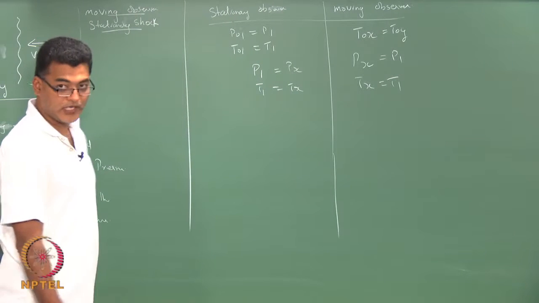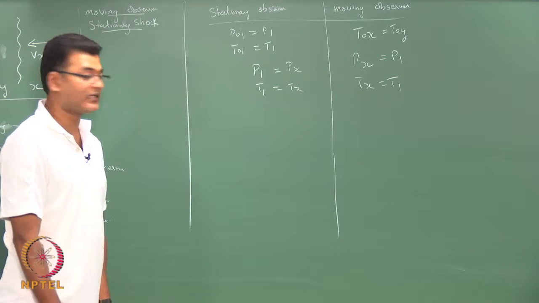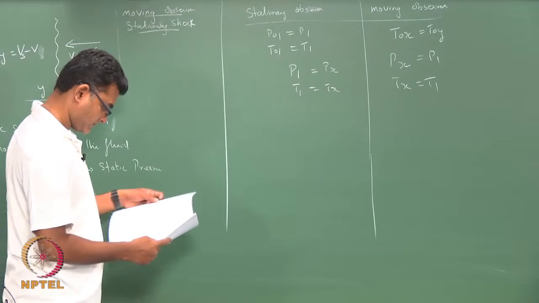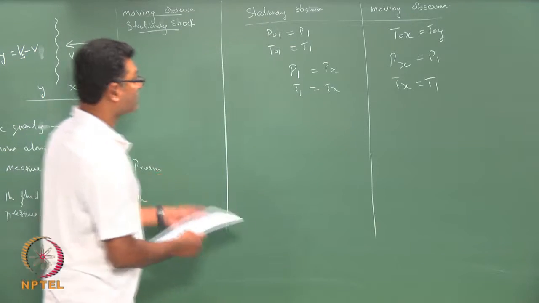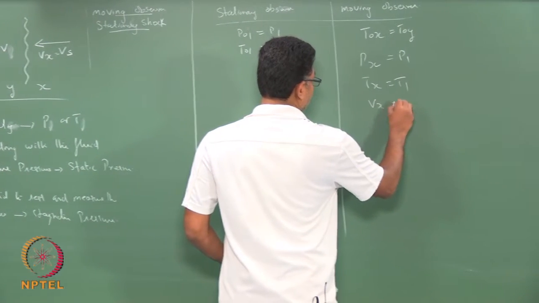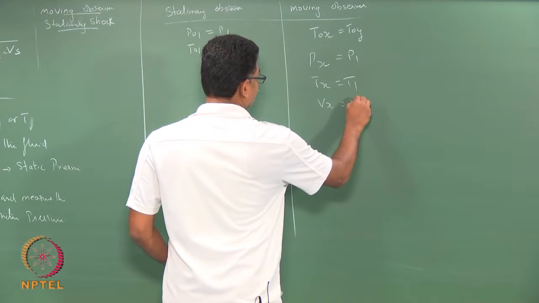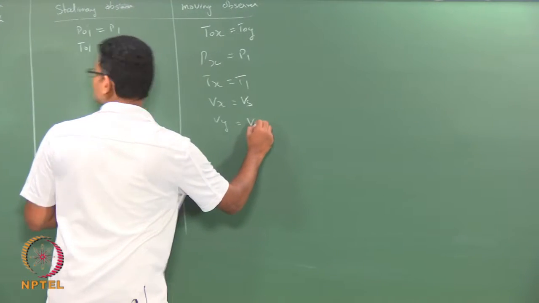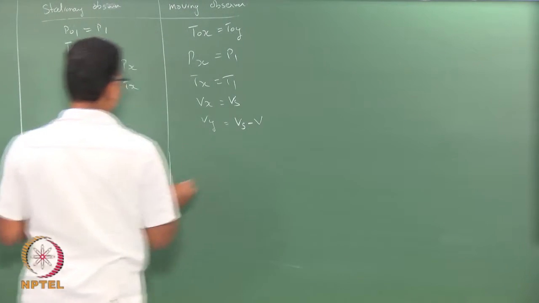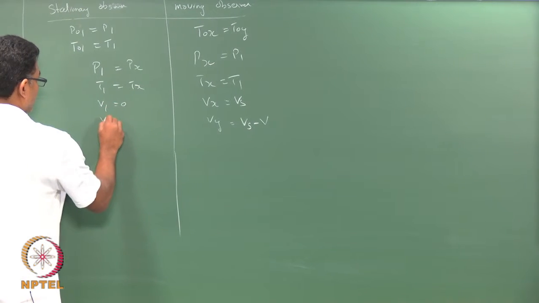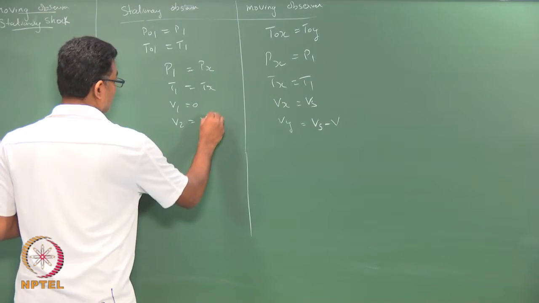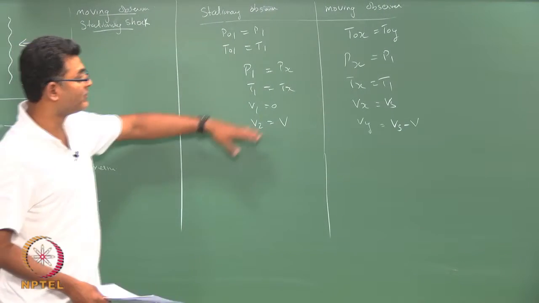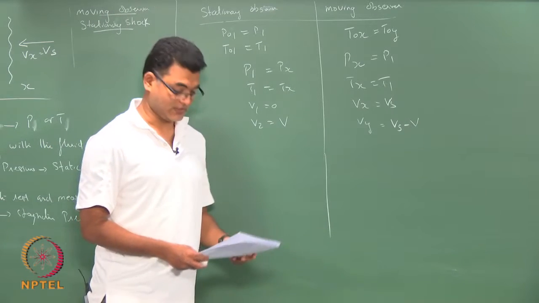Now, I use continuity equations, momentum equation and other set of equations to derive the following relations. So, as I wrote here, I would complete this. Vx is my Vs in the moving coordinates, Vy is my Vs minus V, V1 is 0, V2 is V. As long as we are comfortable with this notation, we can proceed further.